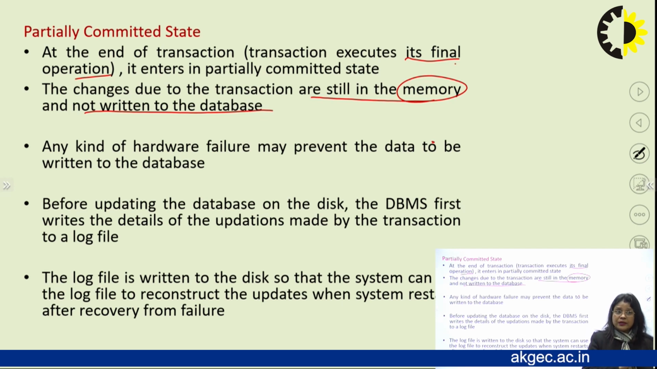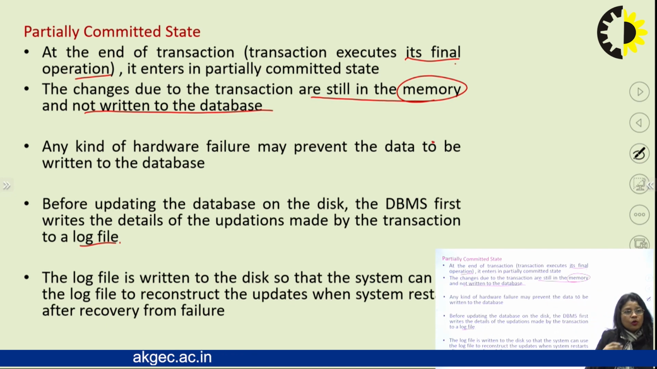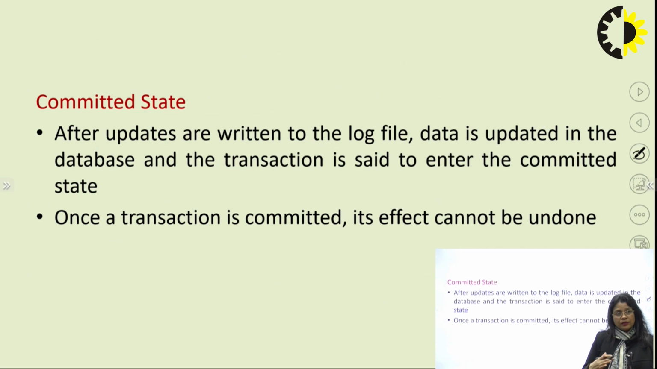Before updating the database on the disk, the DBMS first writes the details of the updates made by the transaction to the log file. The log file is written to the disk so that the system can use the log file to reconstruct the updates when the system restarts after recovery from the failure. So do you understand the partially committed state? Okay. The next state is the committed state.